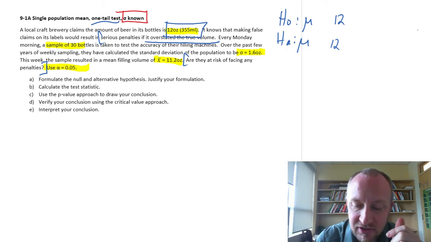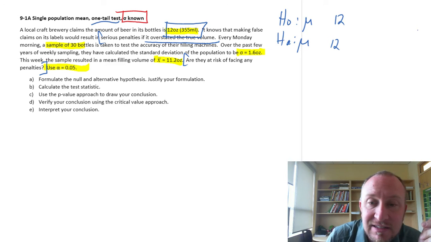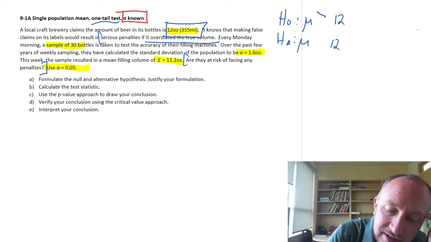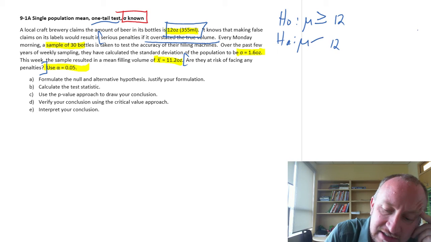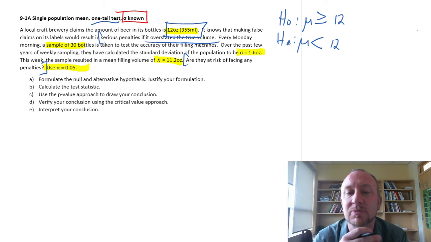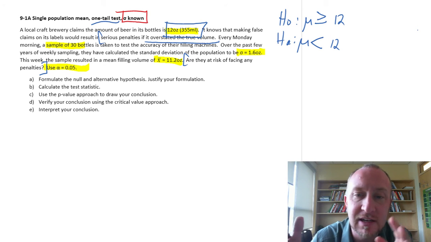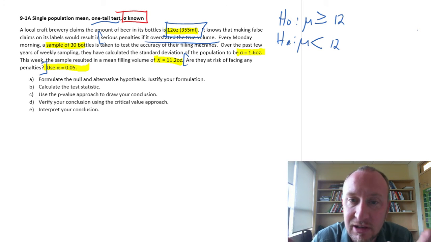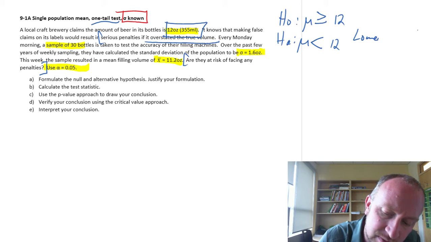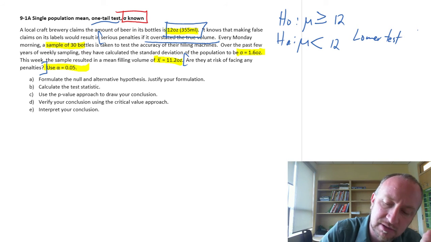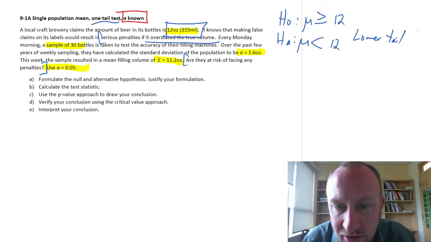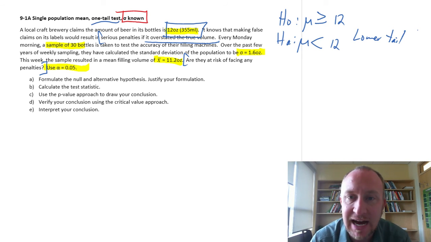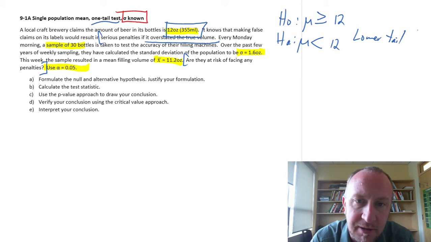So what we want to test for is, do we have at least 12 ounces? My null hypothesis is that we have at least 12 ounces, and our alternative hypothesis is that we have less than 12 ounces, which would imply that the label is overstating the true volume. So this is going to be a lower tail test. When we get around to actually performing the test, that lower tail defines what we call a rejection region, where my test statistic must lie in order for me to reject the null hypothesis.